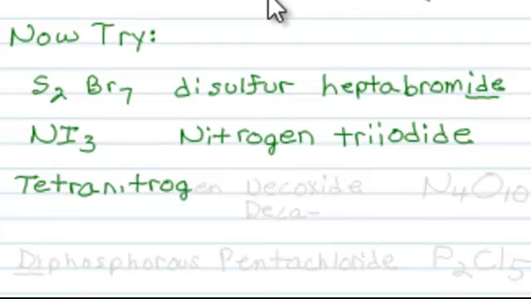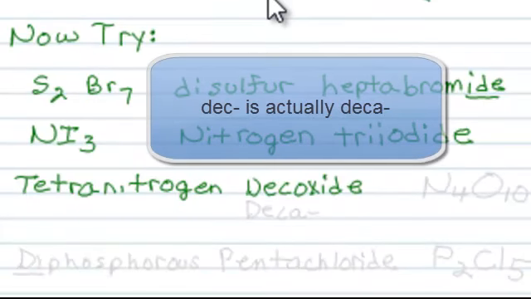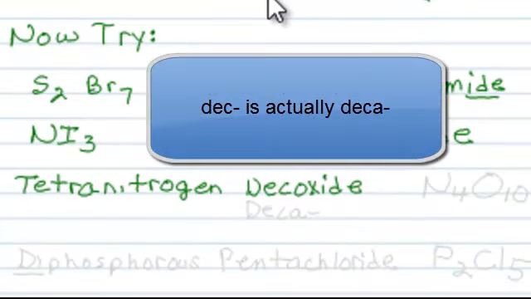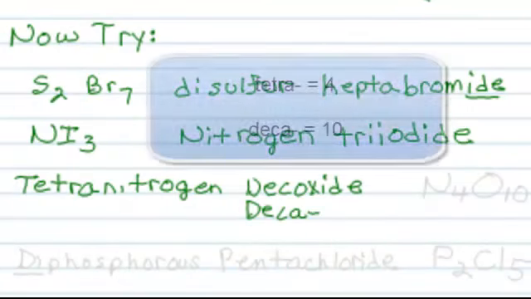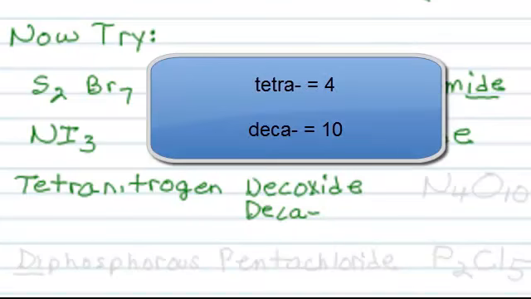Now these last two give you the name, and you have to figure out the formula. So tetranitrogen decoxide. Now this is one of those where the last letter of the prefix got dropped because it was originally deca. So tetra means 4. So N is for nitrogen, 4 is for tetra. And oxide, well, that's oxygen, so you're putting an O. And deca is 10, so it's N4O10.